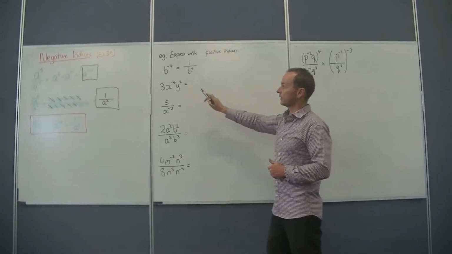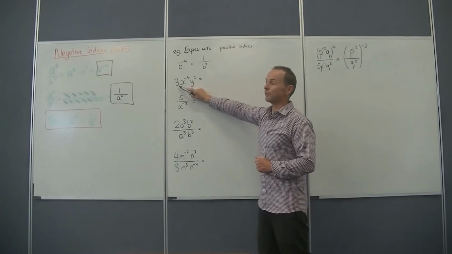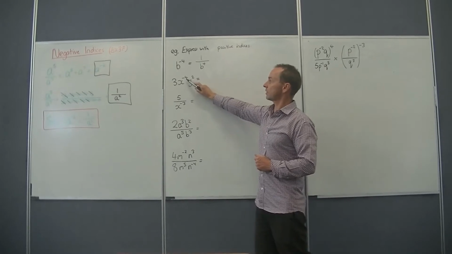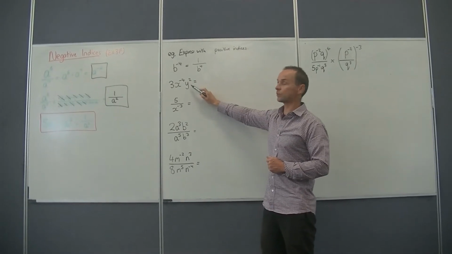Next one, look at the next question. We've got a normal 3. We've got an x to the power of minus 4 and a y squared.